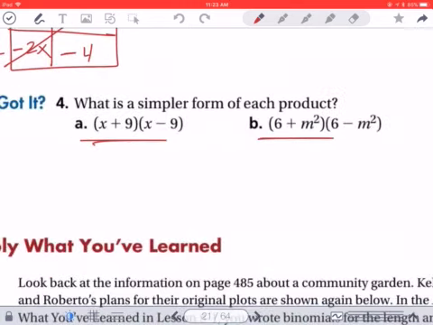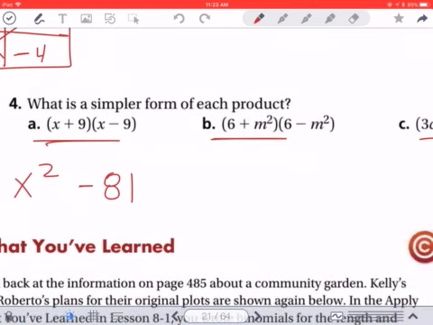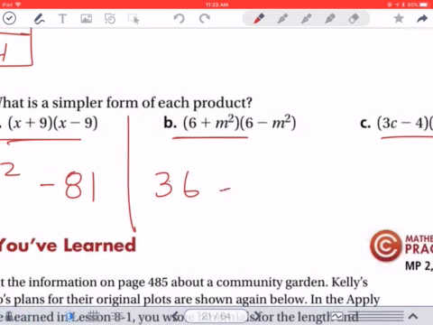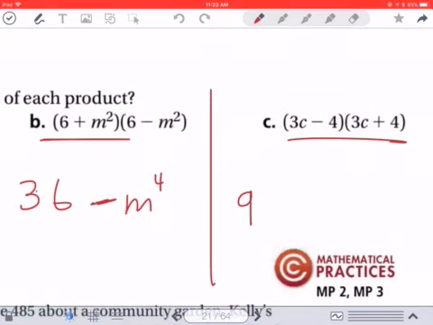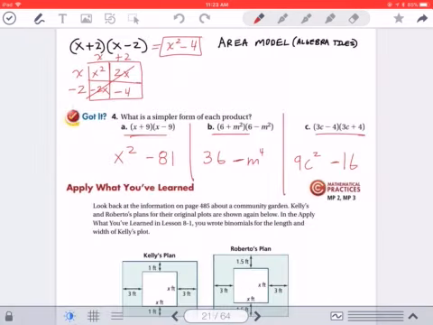Assuming you paused it, this is going to be x squared minus 81. I know there's going to be no middle term. It's going to cancel out. This is going to be 36 minus m to the 4th. Okay, m squared squared is going to be m to the 4th. And over here, this is going to be 9c squared minus 16. I hope that helps.